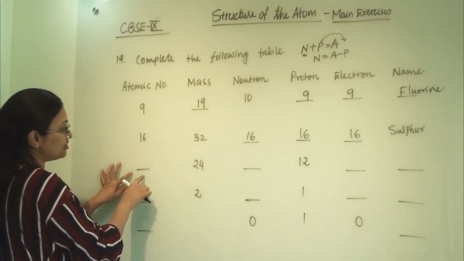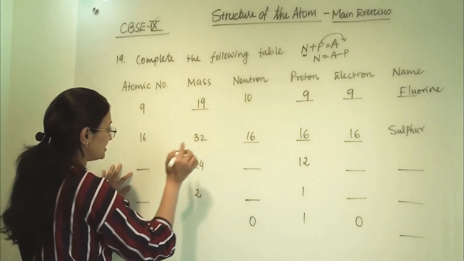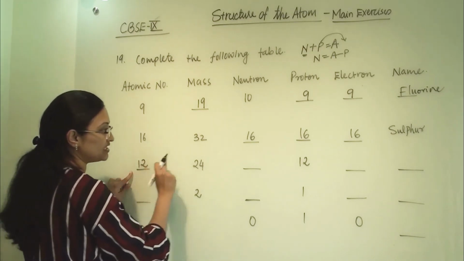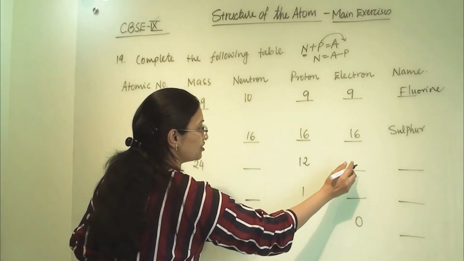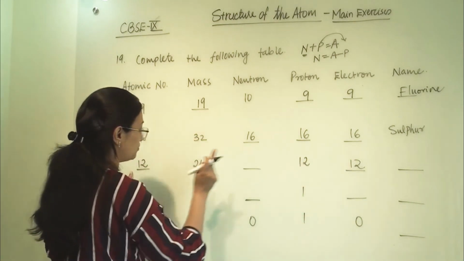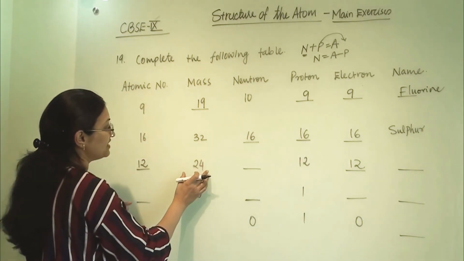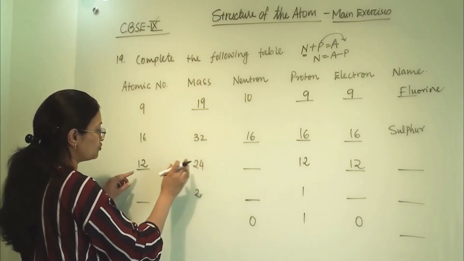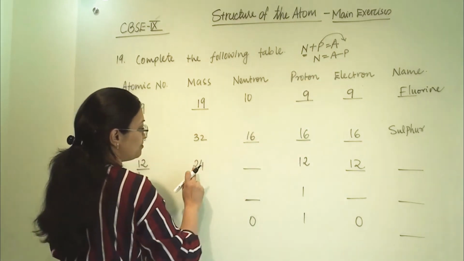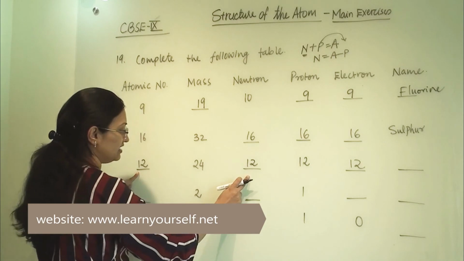Now atomic number we have to find out. We have the number of protons, and number of protons is equal to atomic number. So here we can write 12. Atomic number is equal to number of protons is equal to number of electrons, so 12. All these three will always be equal: atomic number, number of protons and number of electrons. Now we have mass 24, so we subtract the number of protons from the mass. 24 minus 12 gives us 12.